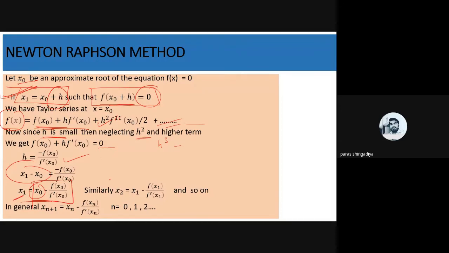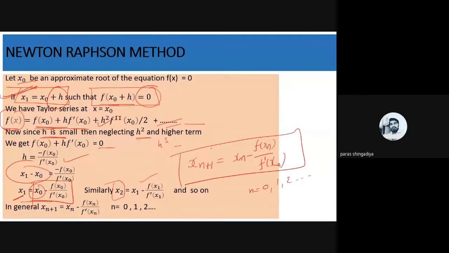Similarly, we can use x2 is equal to x1 plus h at the start of the Taylor series, and we can derive x2 is equal to x1 minus f of x1 upon f dash of x1. Continue this procedure up to the nth iteration. So we can define the general formula: xn plus 1 is equal to xn minus f of xn upon f dash of xn. This is the general formula of the Newton-Raphson method. Just use n is equal to 0, 1, 2, 3, 4, 5, and so on, and you will get the answer in the form of iterations x1, x2, x3, x4, and so on.